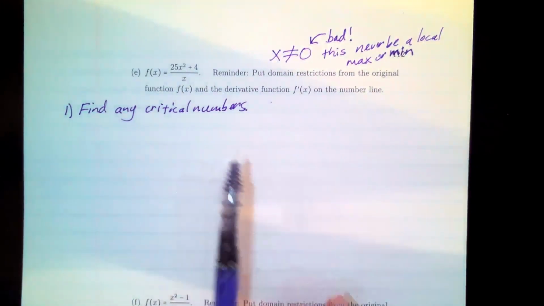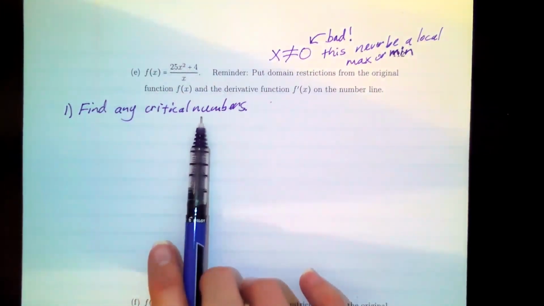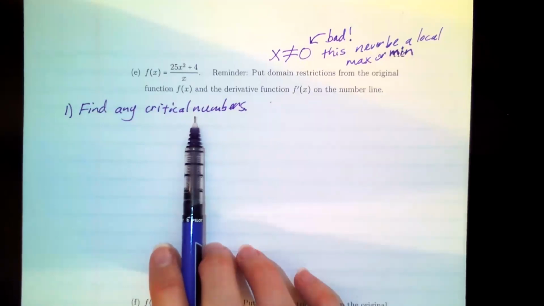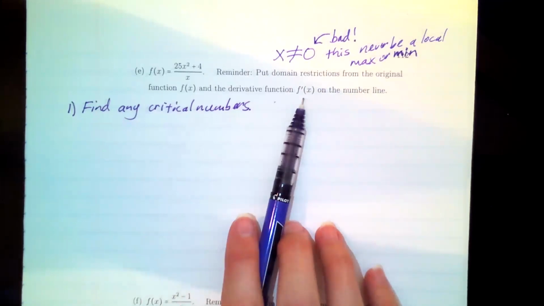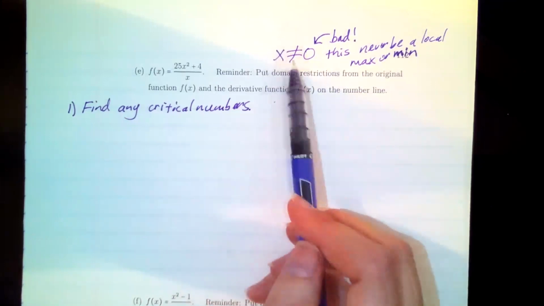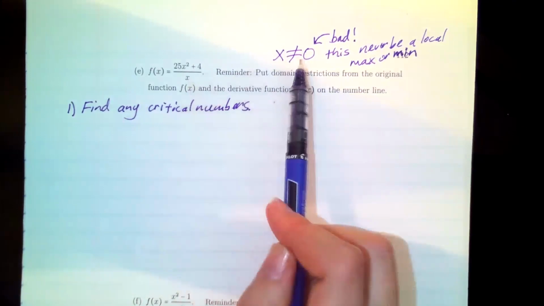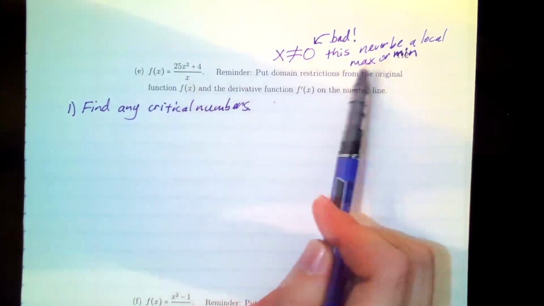Now remember, I have critical numbers that come from two places. One, where you set the derivative equal to 0 and solve. We've been doing that a lot already. And two, if there are any new restrictions on f prime that the original function does not have. So I know that x equals 0 is a restriction of my original function. That guy can never be a local max or a min.